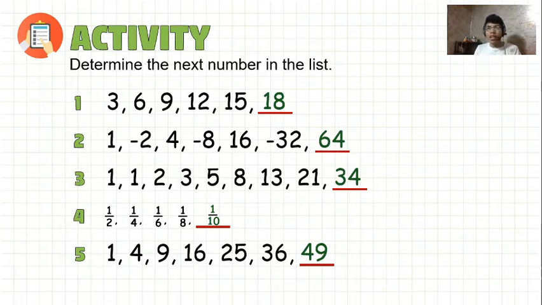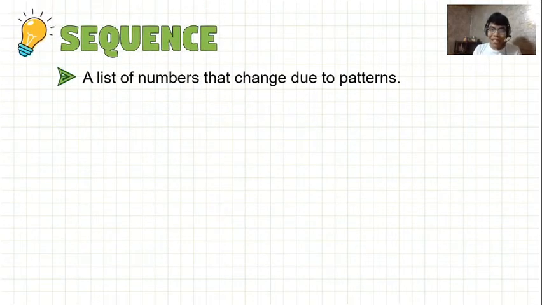So therefore, in English, a sequence is a collection of numbers that is ordered in such a way that we have a first number, second number, third number, and so on. So we can say that a sequence is a list of numbers that change due to patterns. But this is not the definition of sequence if we are going to deal with mathematics.